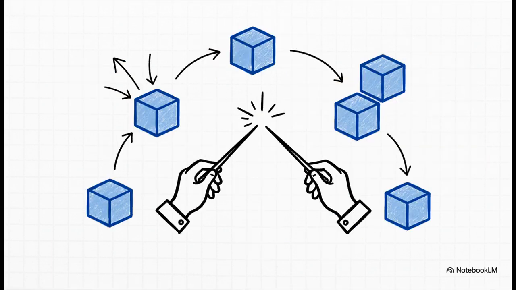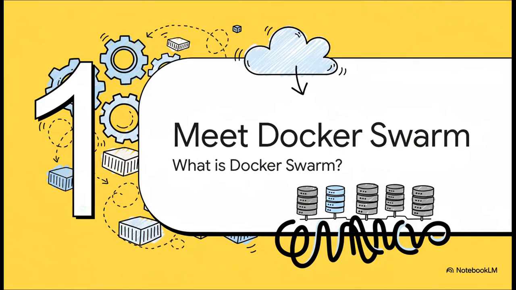Well, that exact problem, it actually has a name. It's called orchestration. And I love this analogy. Think of it like you're the conductor of a container orchestra. It's your job to make sure every single container is in the right place, doing its thing at the right time, and playing in perfect harmony with all the others. And today, we're going to solve this whole problem using Docker's very own built-in tool.